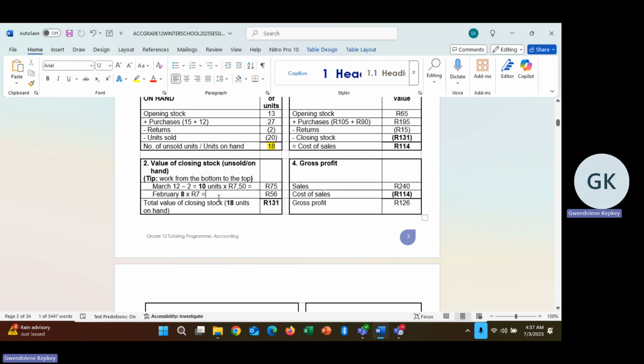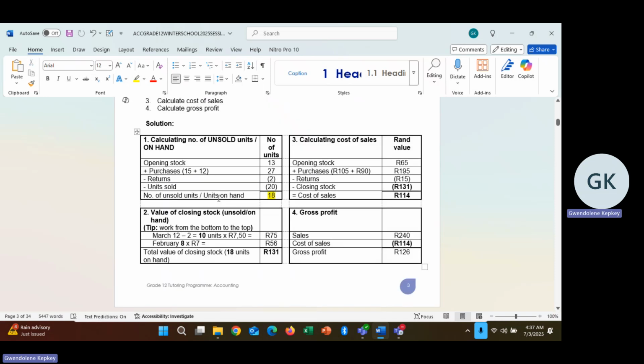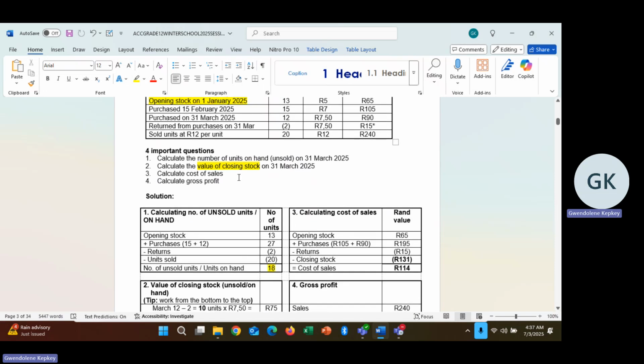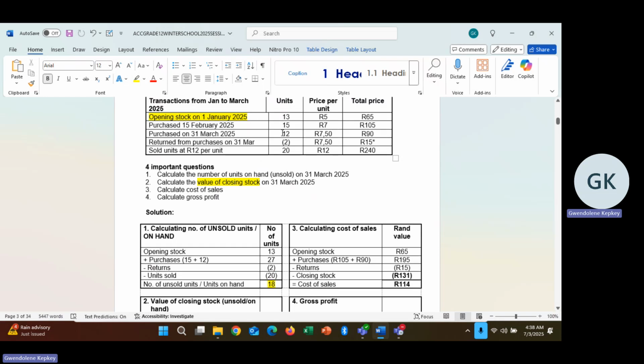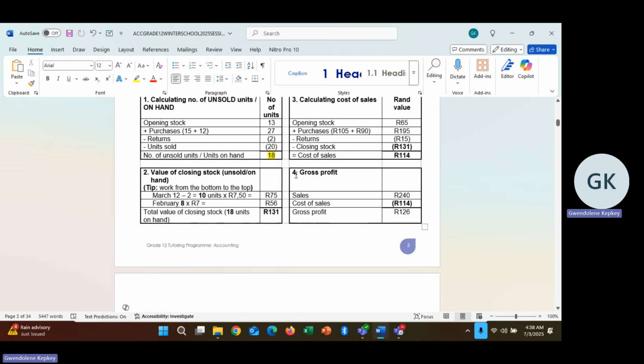How do I do that? I then go back and determine the number of items I've purchased last. March is the last month. Remember, I don't have 12 left. I only have 10 left. Therefore, I need to look at, very important, the unit price of the items that I've purchased in March. That is R7.50, but I only have 10 left. Okay, so let's go and indicate that in my calculation.